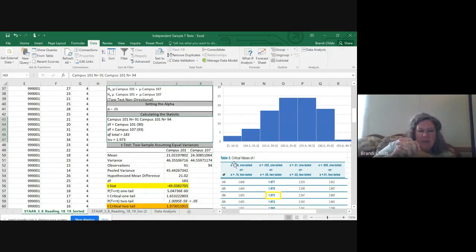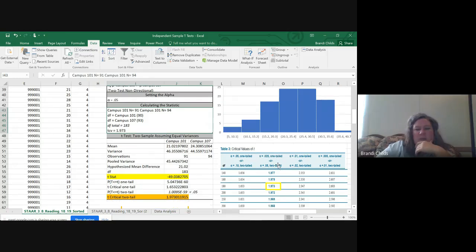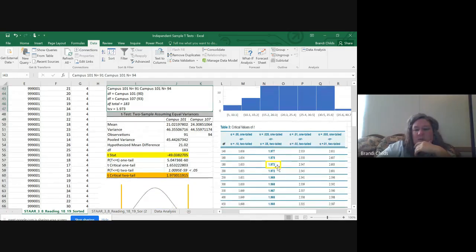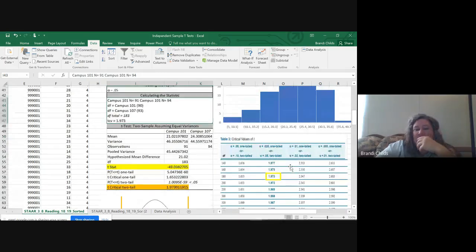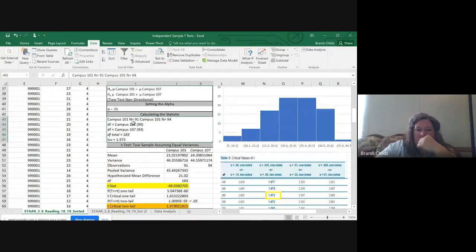Now, what we have here is just some of the numbers that we are going to need. And I'm just getting my T value, my T critical value. And this time the chart is a little bit different because I'm doing a little bit different data. So that's why the chart looks a little bit different. To start though, this is just simply saying 91 and 94, that is my sample size. That's how many students there were. Degrees of freedom for each campus is listed here.